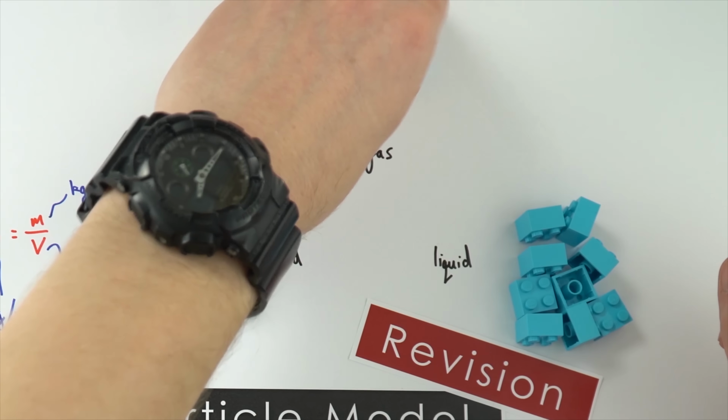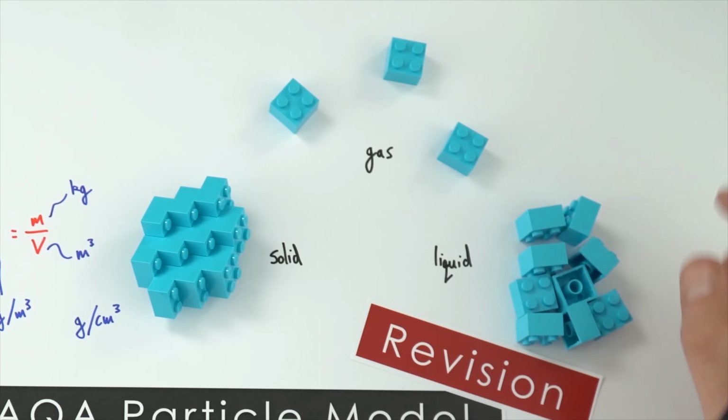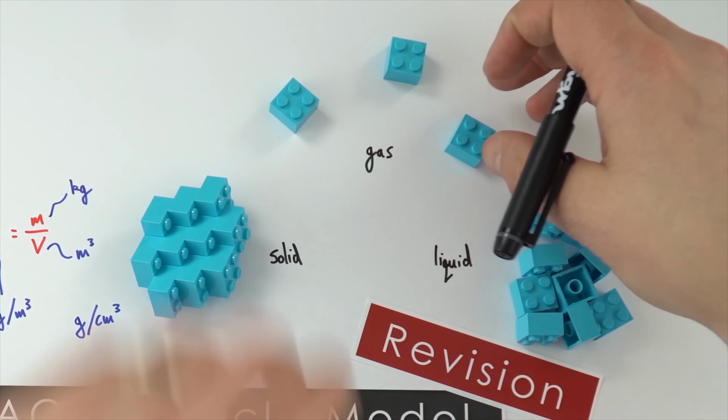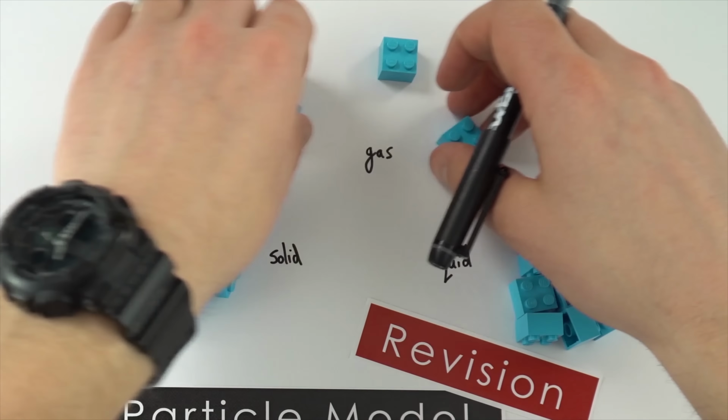In a gas, on the other hand, the particles are really spread quite a long way away. They're moving quickly in all random directions. And because of this, we can do things like compress a gas.